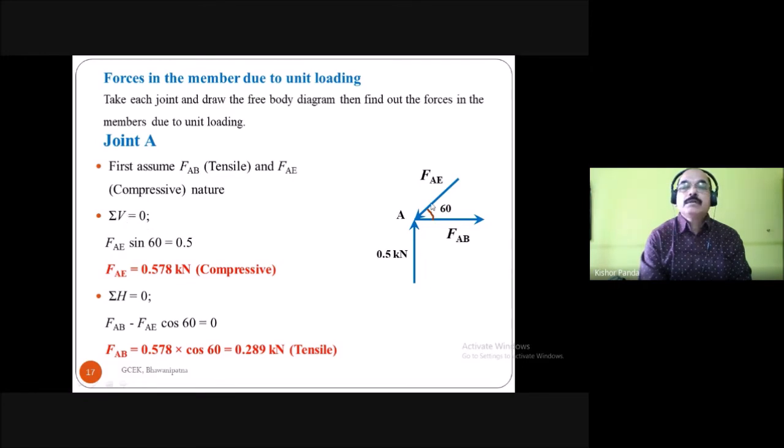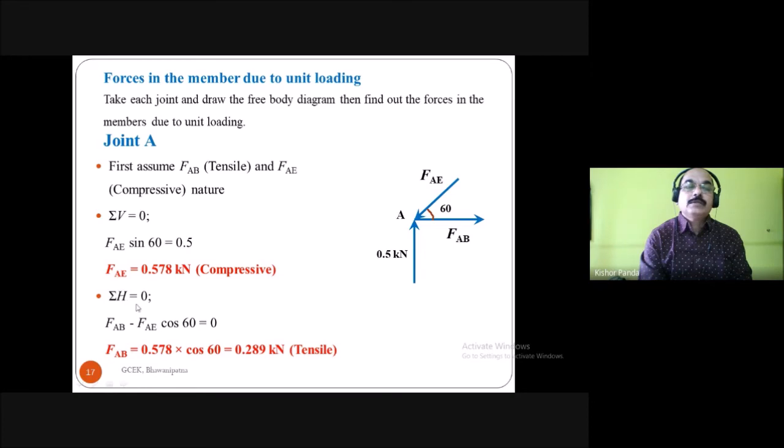This is vertical force, and this is also vertical force. You take the component of this inclined force in the vertical direction. So FAE sin 60 is equal to 0.5. Then FAE is equal to 0.578 kilonewton, compressive in nature. Here you got the positive value, so the nature of the force is compressive, and the assumed direction of the force is okay. So this is compressive in nature.